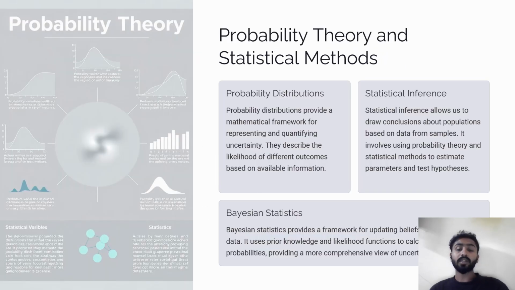Probability theory and statistical methods. Probability distribution and statistical inference. Probability distributions provide a mathematical framework for representing and quantifying uncertainty. They describe the likelihood of different outcomes based on available information. Statistical inference allows us to draw conclusions about populations based on data from samples. It involves using probability theory and statistical methods to estimate parameters and test hypotheses.